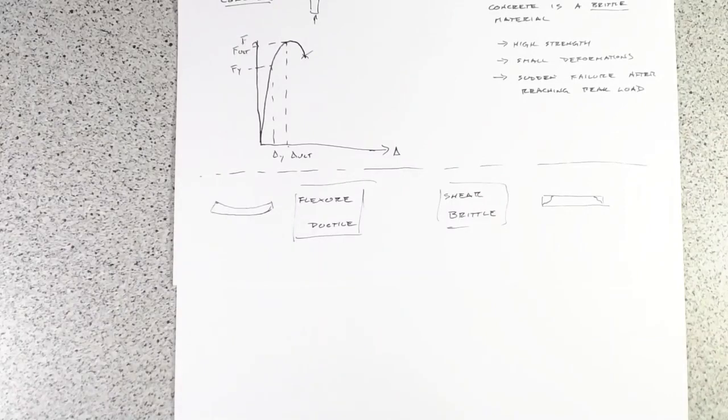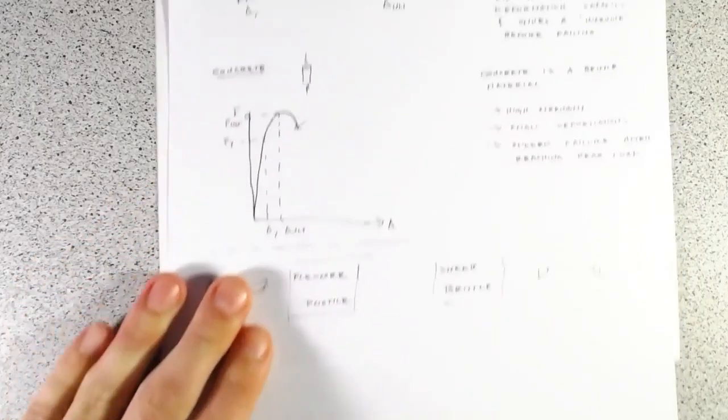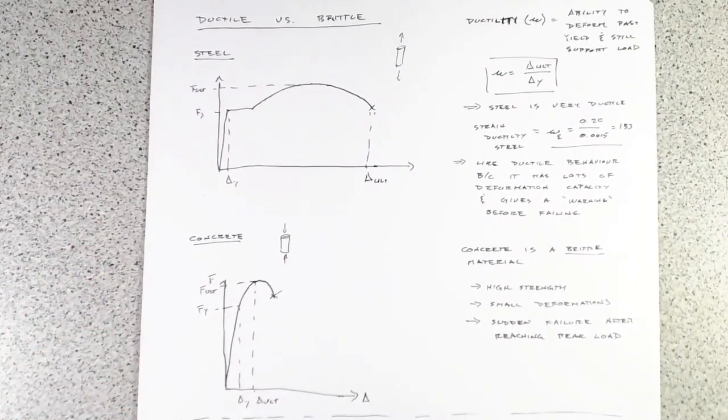So that's our brief overview of strain, and the difference between ductile and brittle materials and ductile and brittle behavior. And so that's going to wrap up this module.